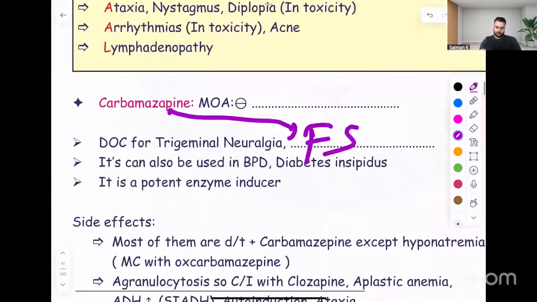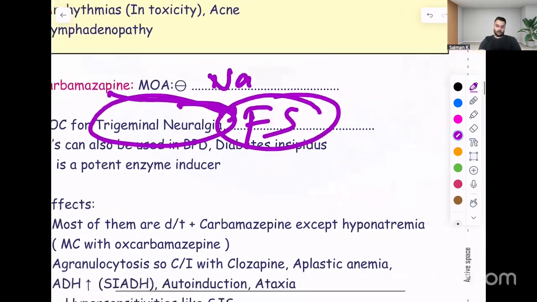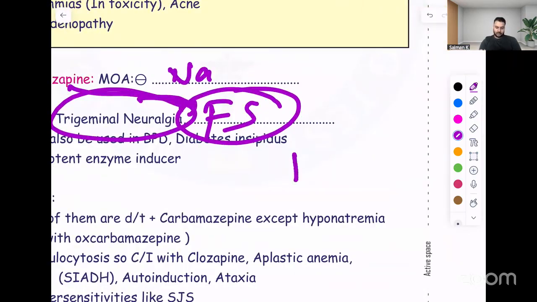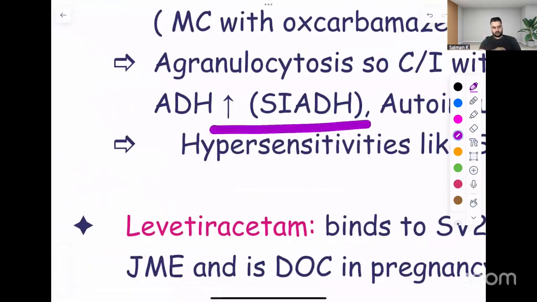Carbamazepine, it's a sodium channel blocker. Trigeminal neuralgia and for focal seizure, it is the drug of choice. Now, carbamazepine can increase ADH as a side effect. That means it will give you SIADH as a side effect. See, although the word originally is SIADH like that, but I always tell you to change it to upper arrow. So you get to know SIADH is increased ADH disease. Done.